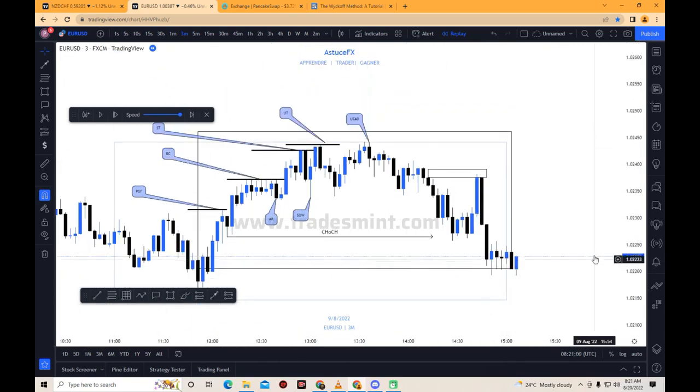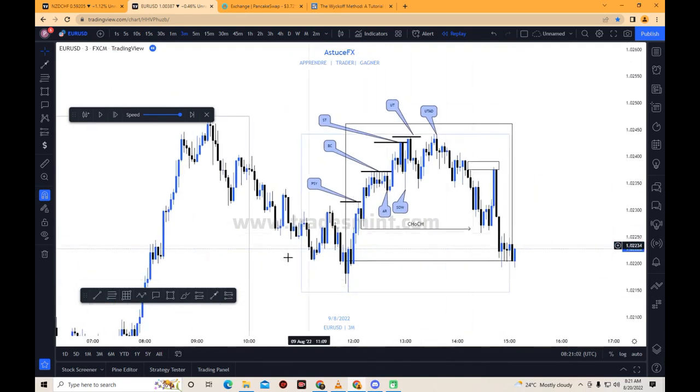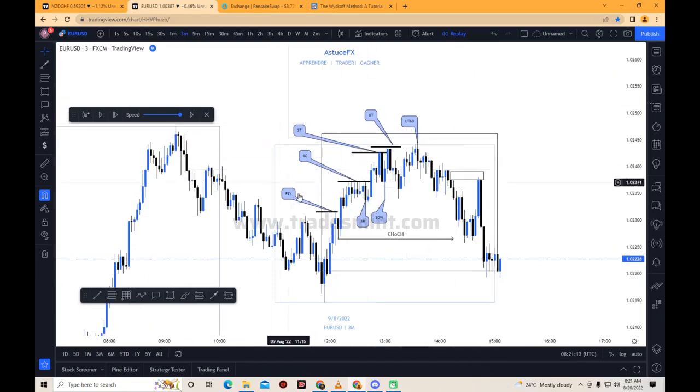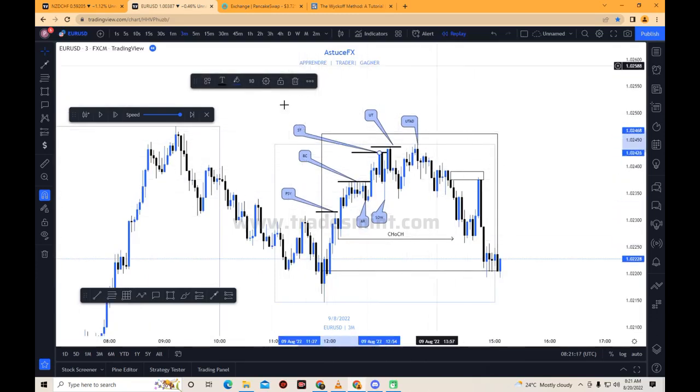So this Wyckoff distribution, you can see that we went around it. We had the change of character. We had manipulation of highs, created highs, and now pull back down. And there's something I want to tell you: you don't have to memorize all this part, like premium support, buying climax, secondary test, all these.